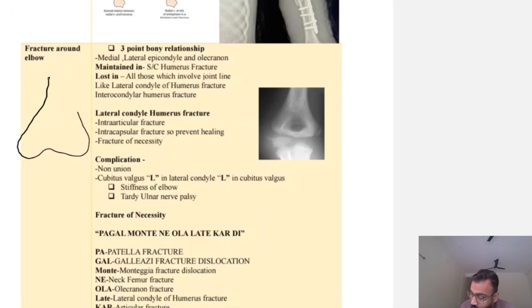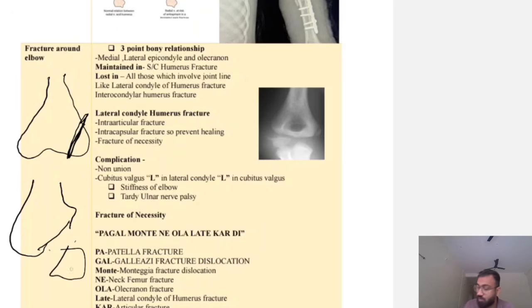Now let's assume what a lateral condyle of humerus fracture is. So this is the lower part of the humerus, and this is the lateral condyle fracture. Now the fracture will be like this, a fracture fragment like this. You can see the fracture fragment is displaced and it is at the articular margin of the elbow joint. So it is known as an intra-articular fracture because the fracture line is going intra-articular.